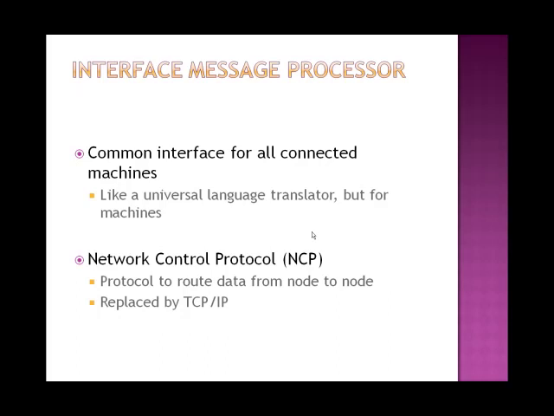And the protocol that they were using in order to transfer or route data from one node to another node was called Network Control Protocol, or NCP. That Network Control Protocol was in effect until 1983, when the TCP/IP protocol was created, and it replaced the NCP protocol.